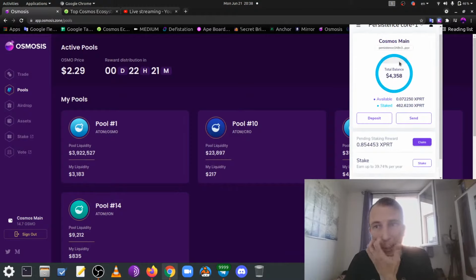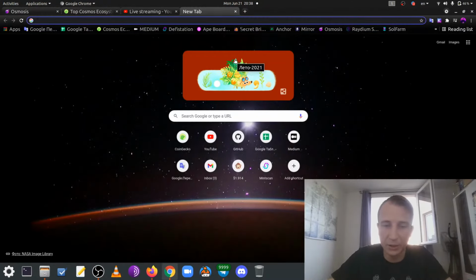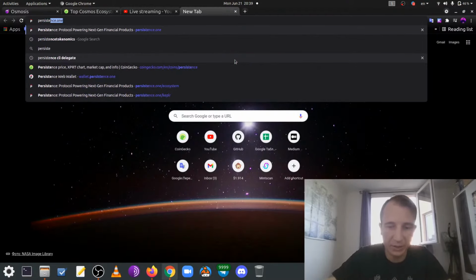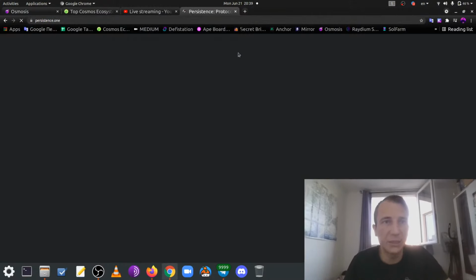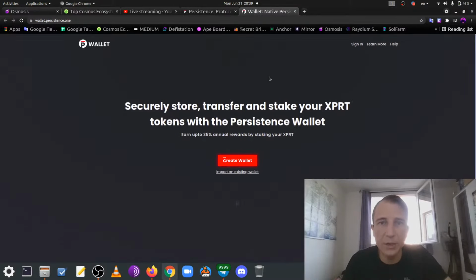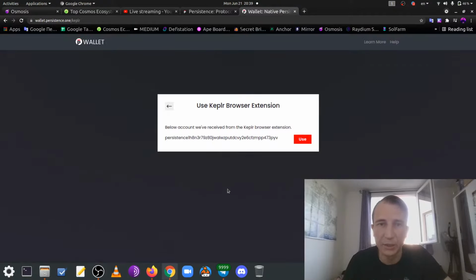How can we get this Persistence in this list? You just input persistence.one, click on the wallet, and when you see this new window, you don't click on create wallet, you click import an existing account, and you click use Keplr, and it will connect it with your Keplr. And I already have this address.